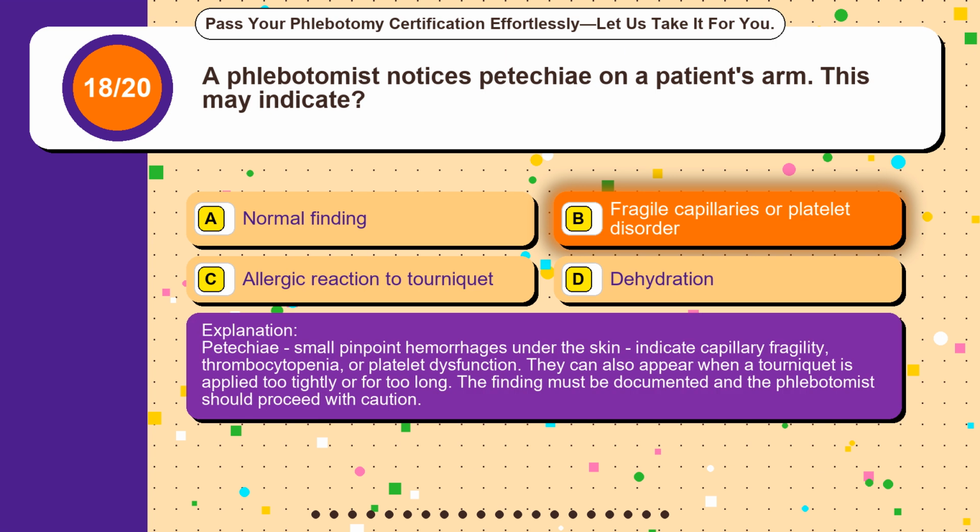Petechiae, small pinpoint hemorrhages under the skin, indicate capillary fragility, thrombocytopenia, or platelet dysfunction. They can also appear when a tourniquet is applied too tightly or for too long. The finding must be documented and the phlebotomist should proceed with caution.